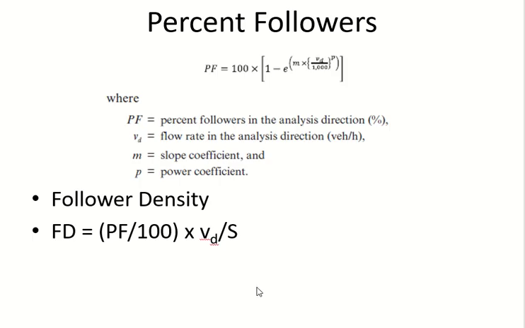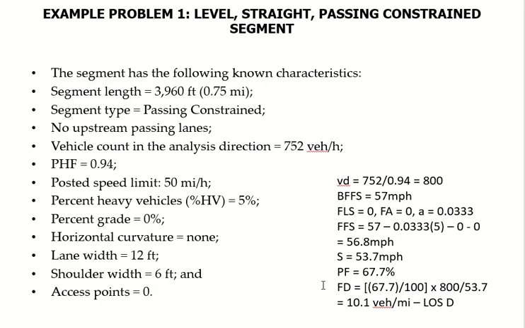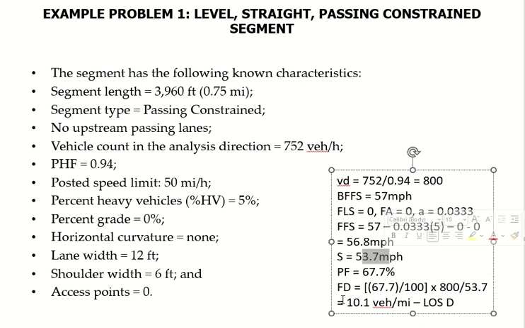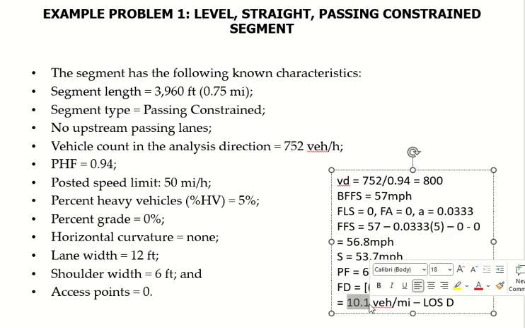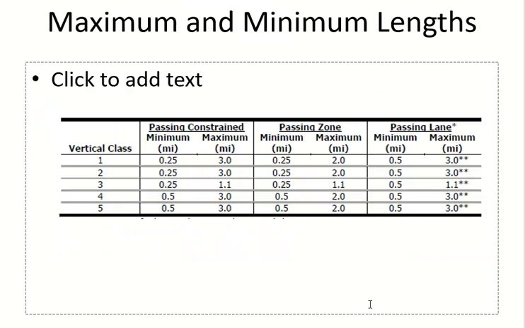After you get the percent followers, you put it over here, then VD upon S. You already calculated all these things. Percent followers divided by 100. This is my VD, this is my S speed. So you get the follower density 10.1. I'll go to the level of service table.